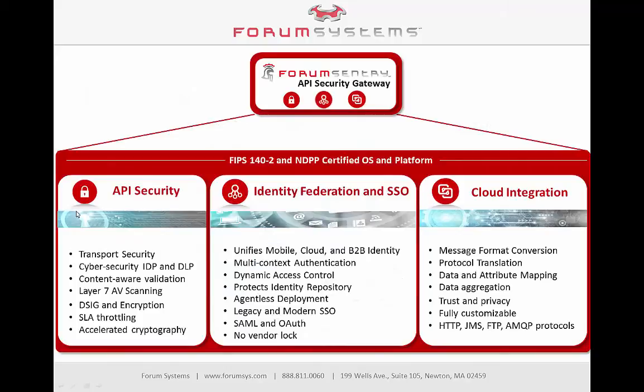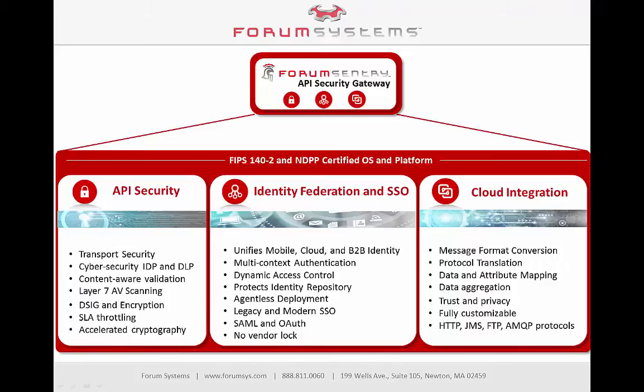The Forum Sentry API Security Gateway enables code-free point-and-click building of APIs to integrate legacy and modern systems, connect cloud and mobile technologies, and extend business applications and services securely beyond the enterprise border. The Forum Sentry API Security Gateway converges three key functions of technology: security, identity, and integration. This demonstration of the AMQP 1.0 features in Sentry will pull from each of these categories.